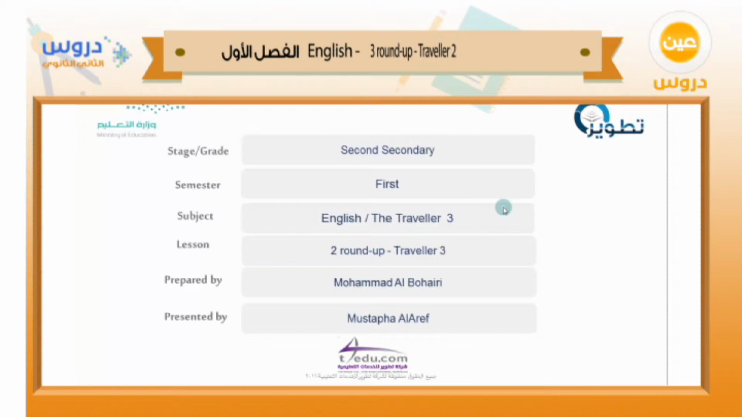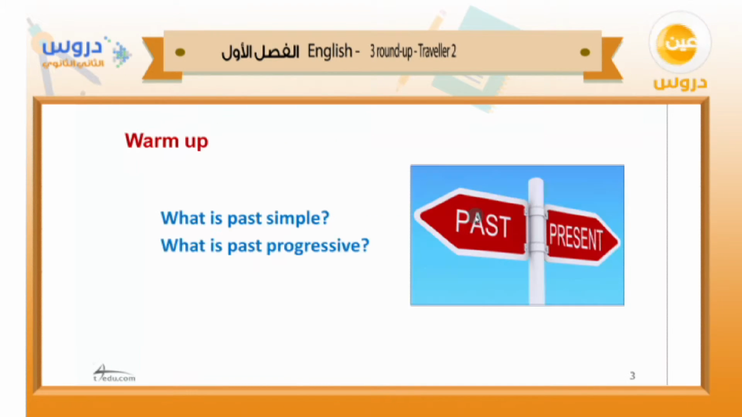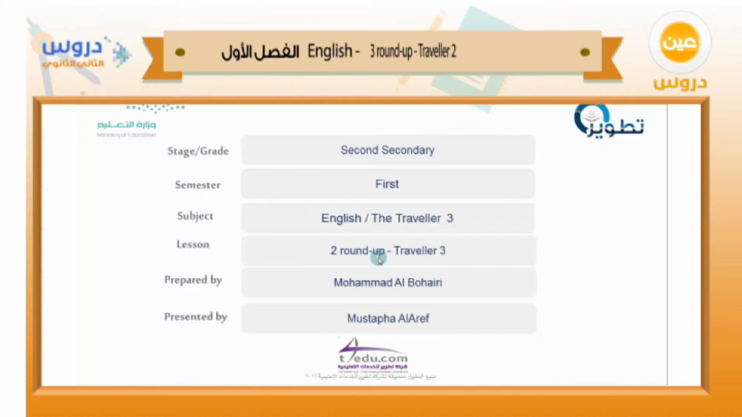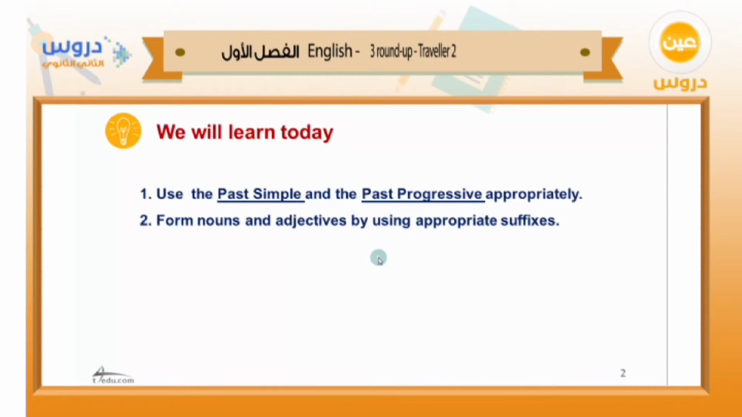And today, from your book, The Traveler 3, okay? And here you can see that we have a roundup, so it is just a wrap-up of all the things that you have studied in your book. So let's get started first with what we'll learn today. Mainly, you have two very important objectives. Number one, use the past simple and the past progressive appropriately. Two, form nouns and adjectives by using appropriate suffixes.